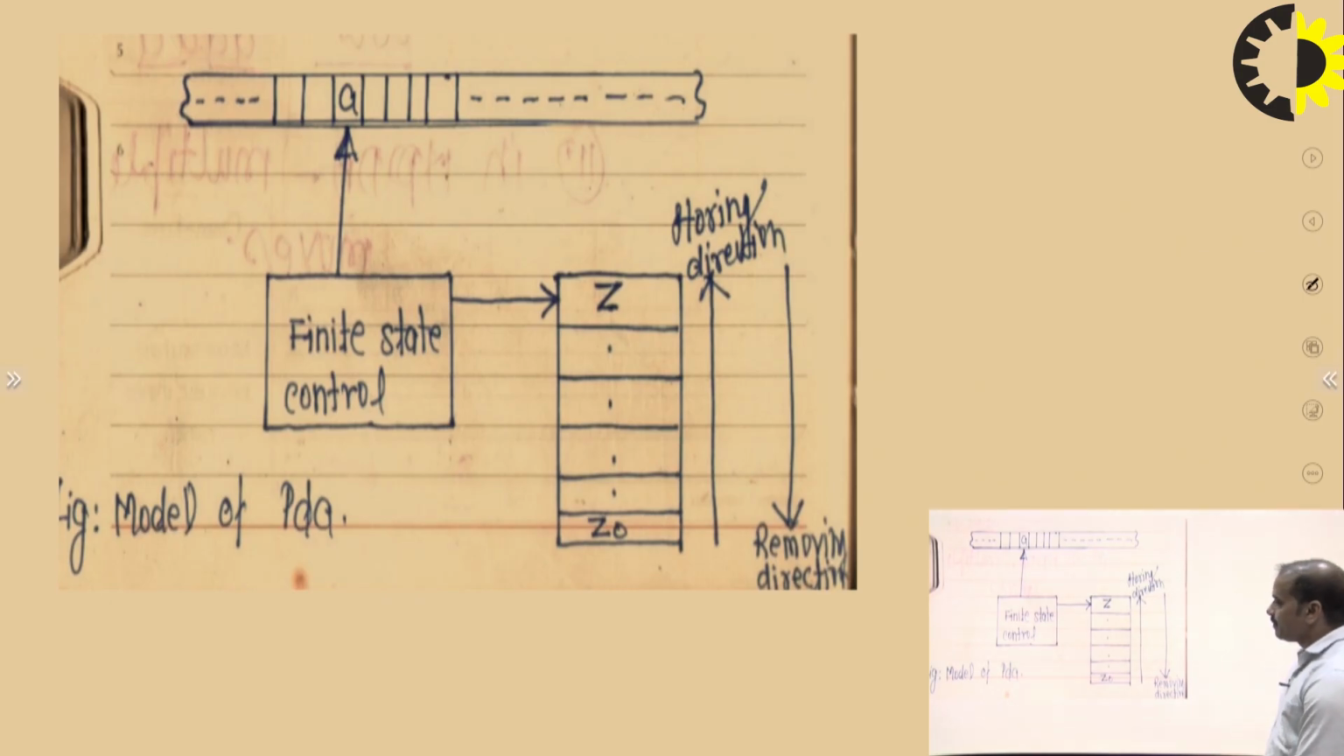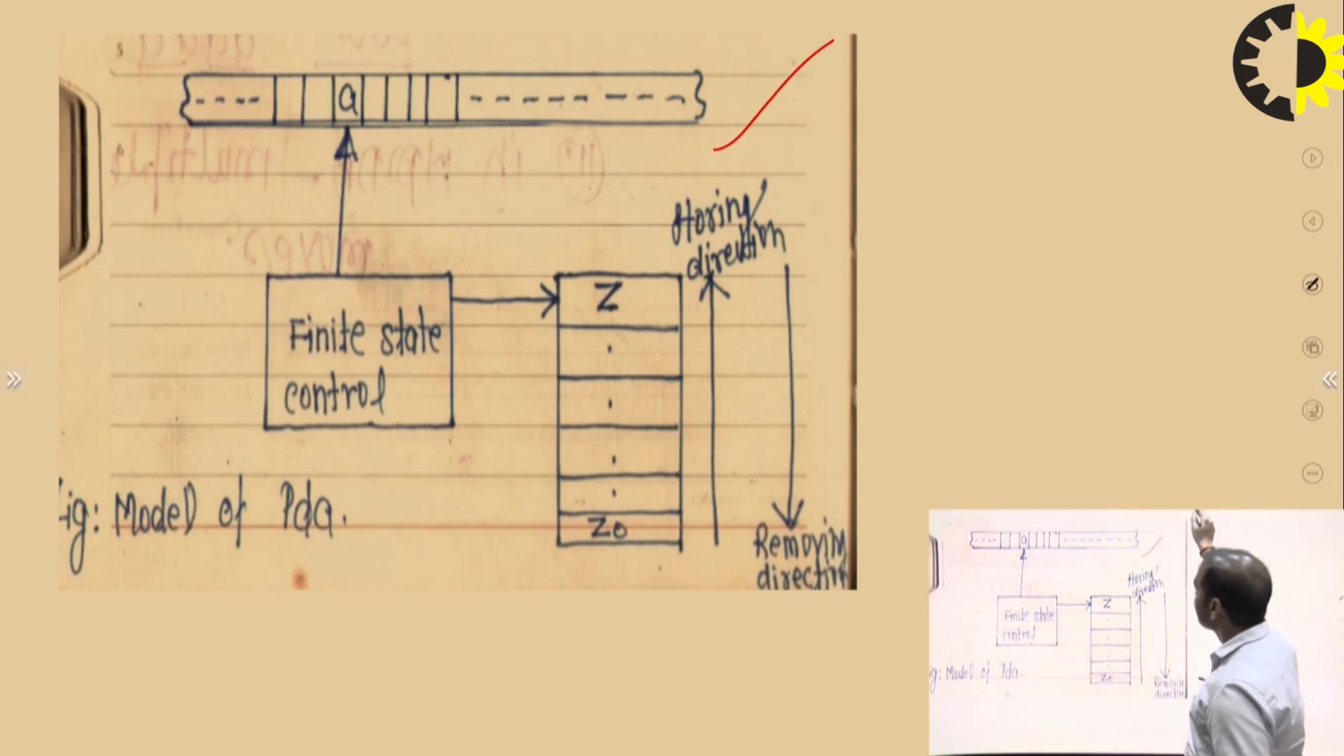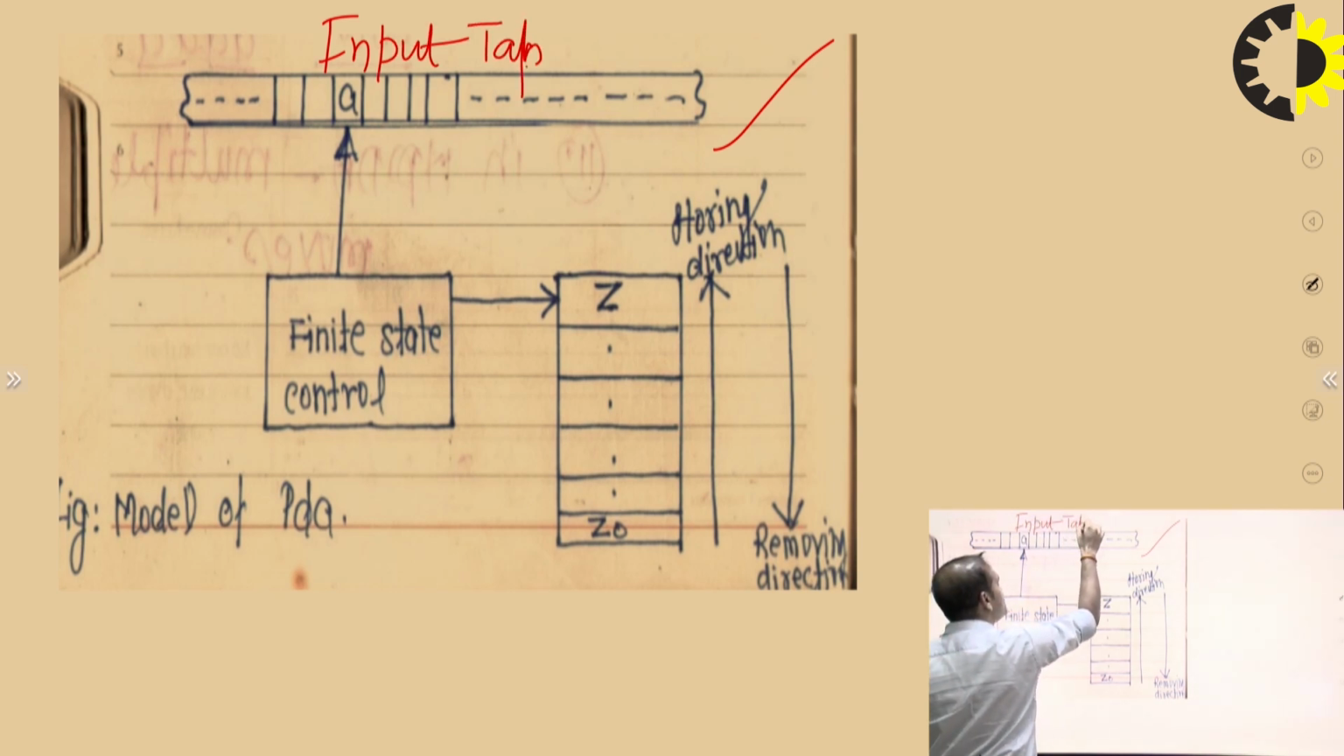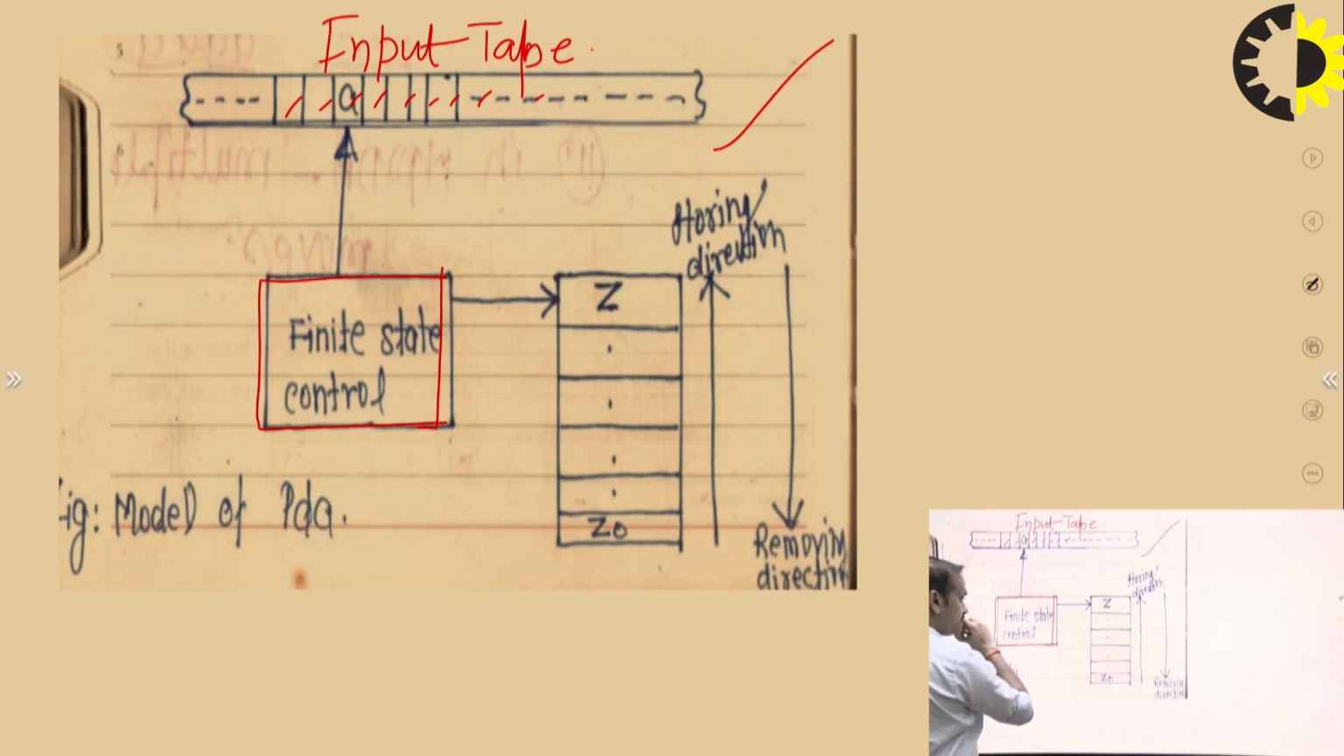This is the diagram which shows the push-down store, as shown in the theoretical part. This is called the input tape, and the input tape is divided into equal size blocks called cells, and each cell contains a single symbol. This is the finite state control, and it has a pointer which points to the input tape.